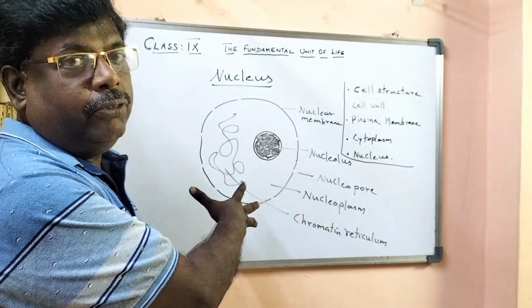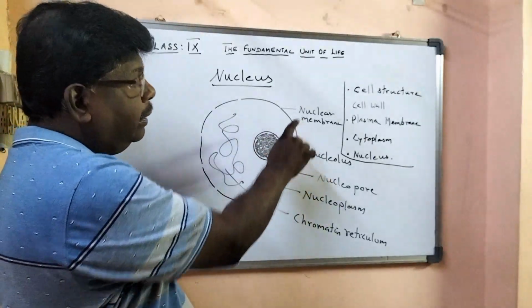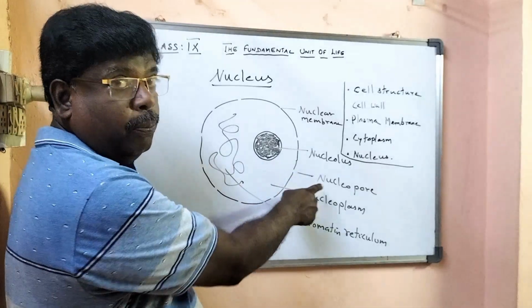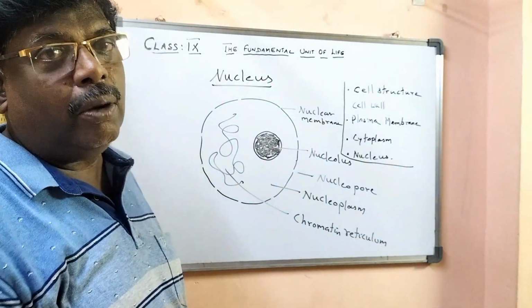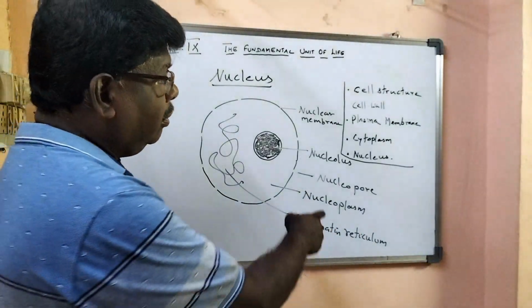So, the diagram of the nucleus. This nucleus has a nuclear membrane. Then there you can see a gap. That gap is called the nucleopore, for intercellular communication. There is a pore. Pore means minute hole. That is called nucleopore.